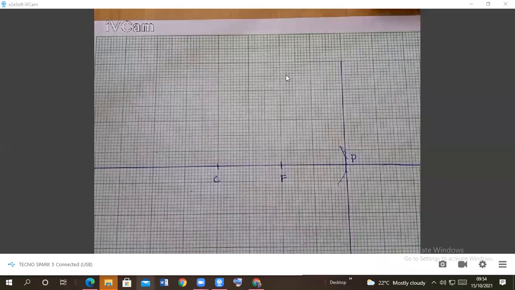Members, have you seen that? Now, after that, put the object position. The object position given to us is 12 units. So from here, you measure 12 units. Count 12: 1, 2, 3, 4, 5, 6, 7, 8, 9, 10, 11.